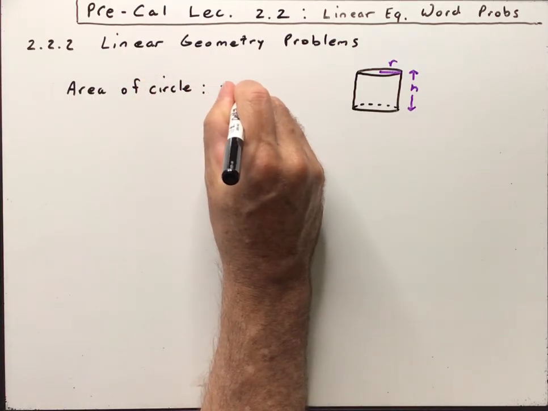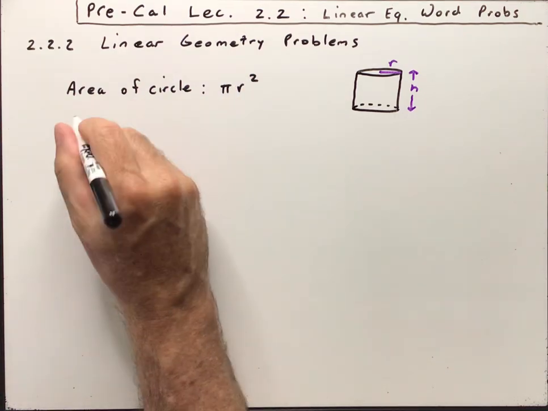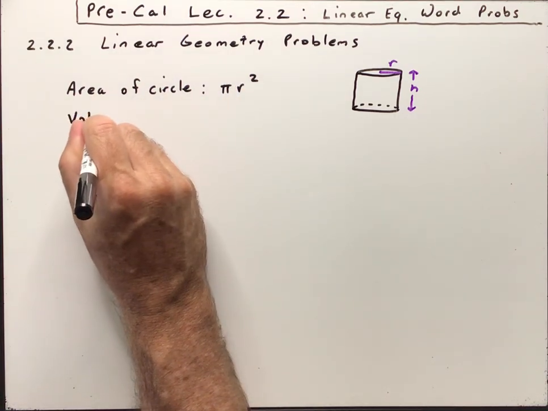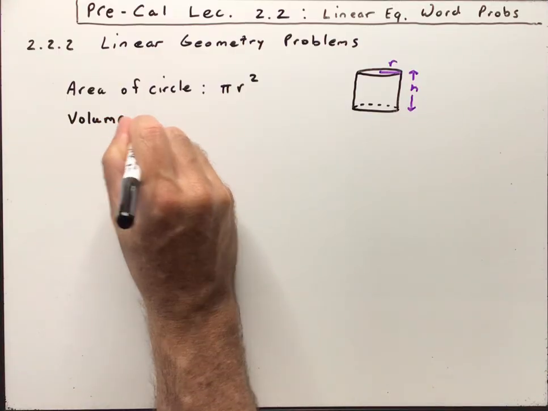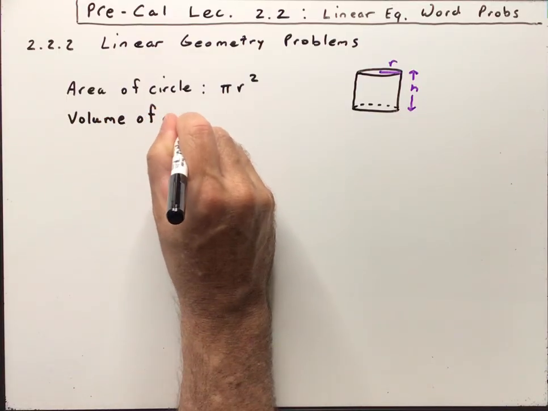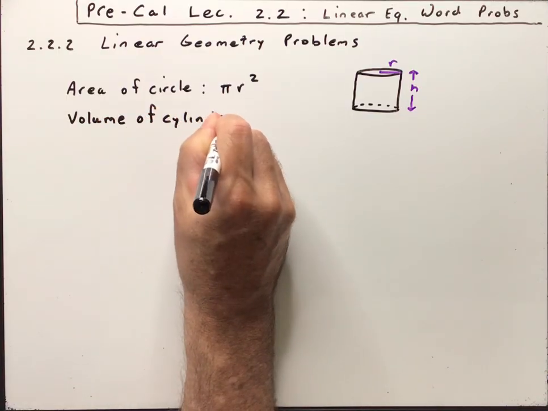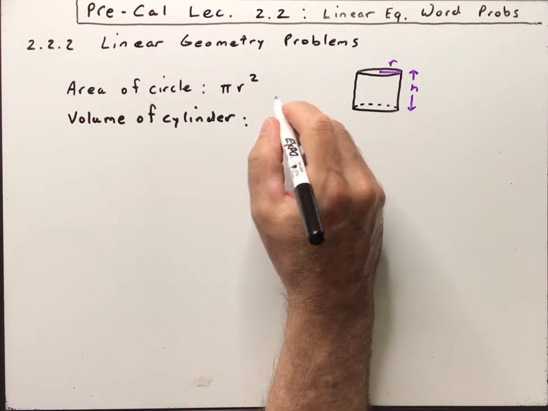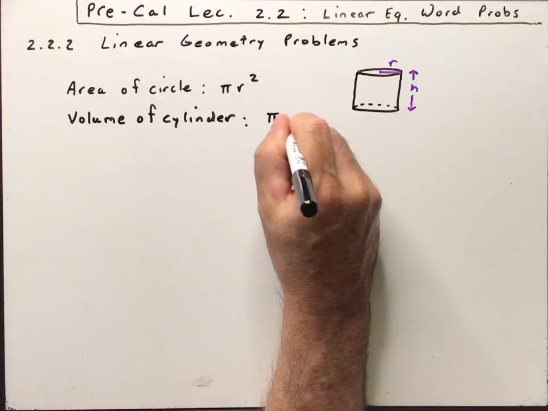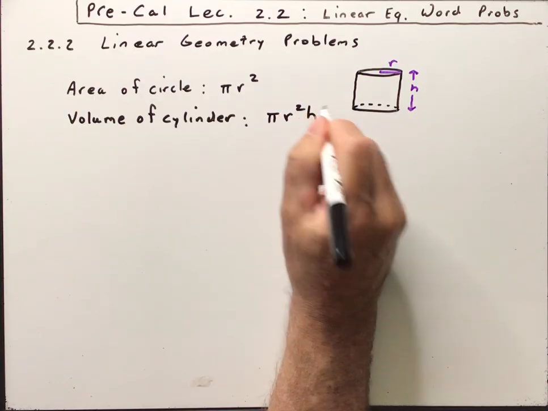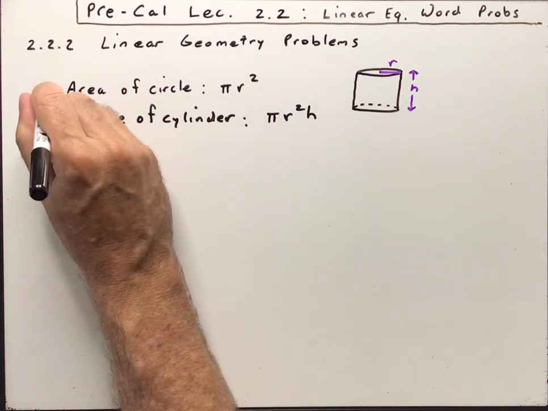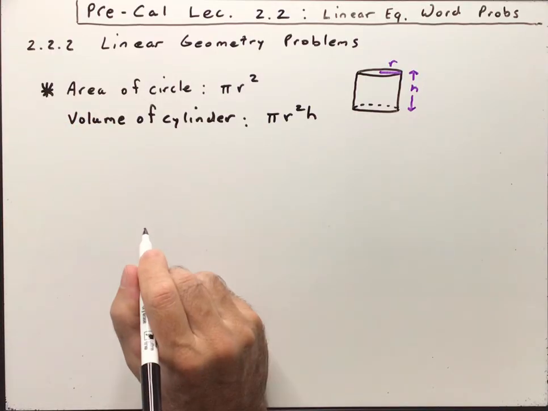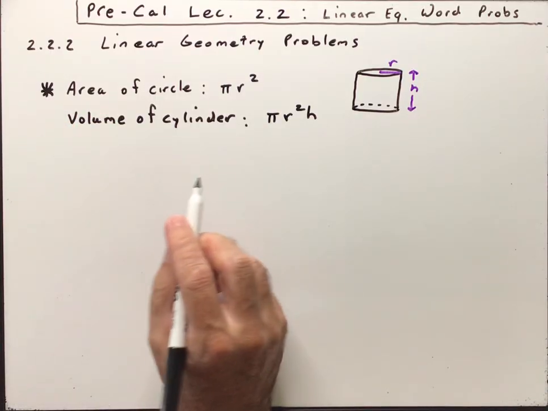That's pi times radius squared. And the volume of a cylinder is going to be pi r squared h. So I wouldn't expect you to remember that, but I do expect you to remember the area of a circle. All right, and there's a couple of other things.